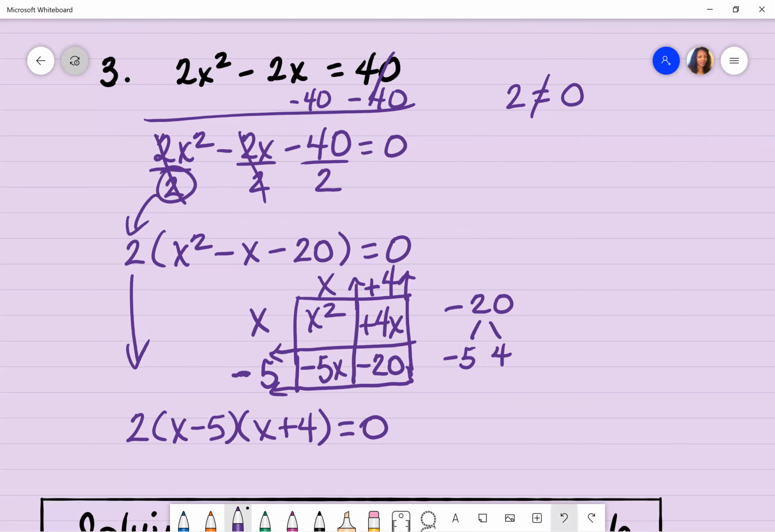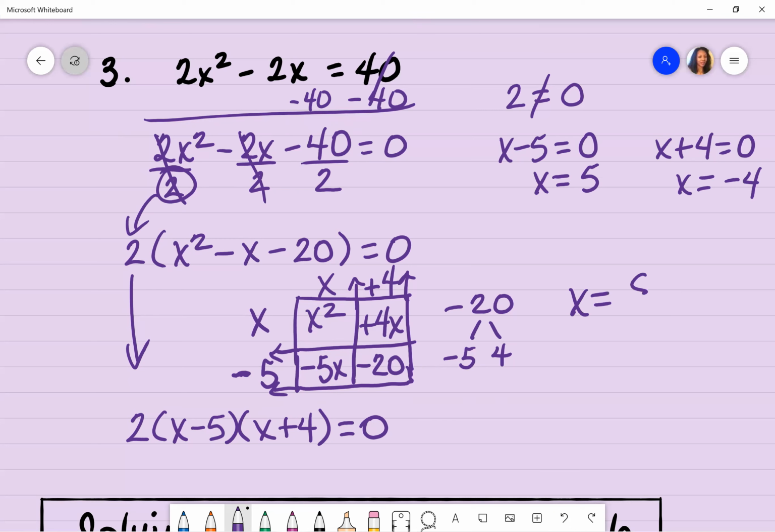And then I'm going to go to x minus 5, set that equal to 0, and x plus 4, set that equal to 0. Solving for x is always the opposite sign. So if I have -5, what will make that 0? +5. If I have a +4, what will make that 0? The opposite, -4. So those are my answers. X is the set of -4 and 5.